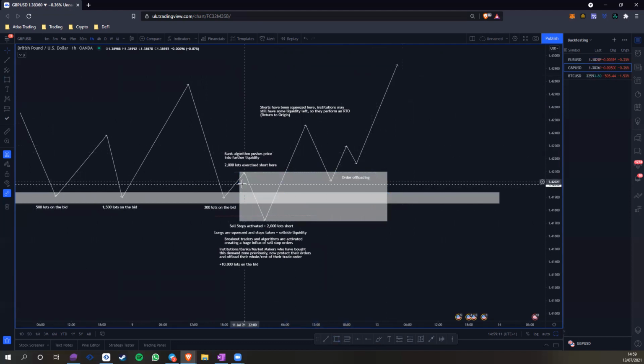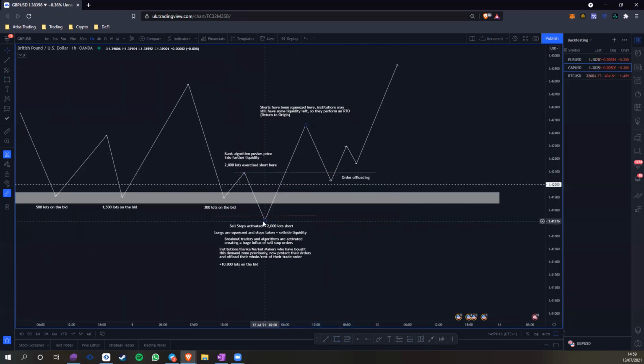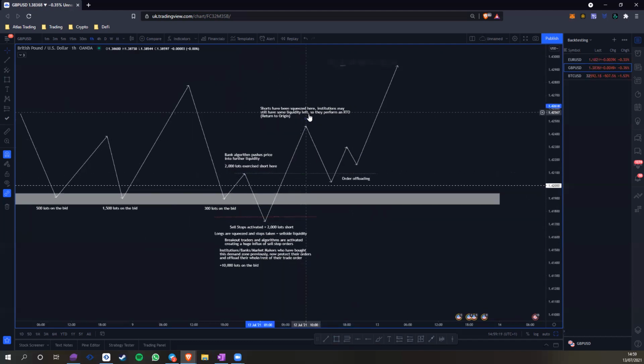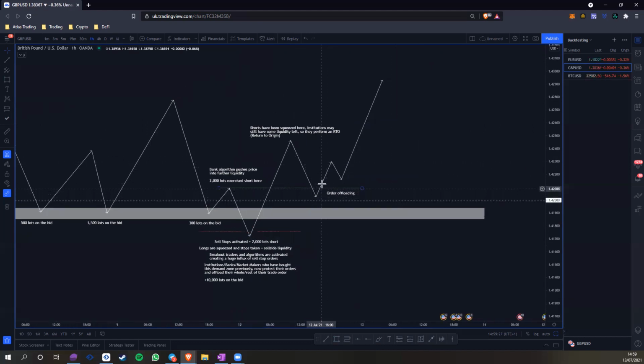This is because the institutions or the algorithms have pushed price into this liquidity to allow them to offload such a big size. So that's the origin of their movement. So price is going to come back down into our bid zone, which is this green line here. That's where we're going to look to make the bid, and then price is going to bounce. Not all the time again. I'm not saying this as a matter of fact, but this is what we look for.